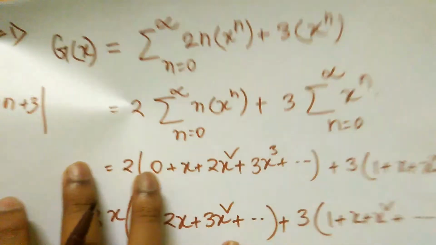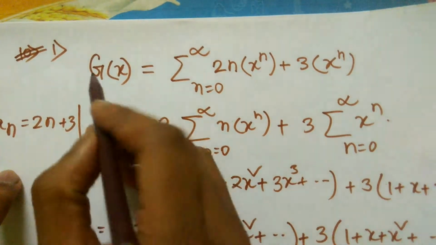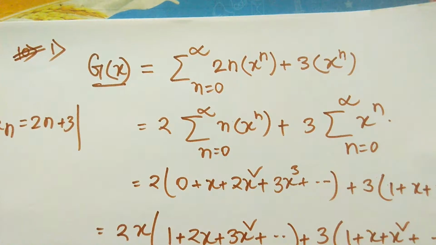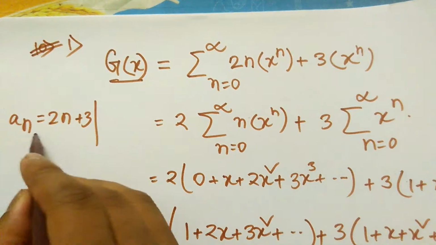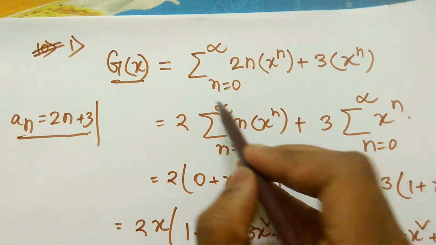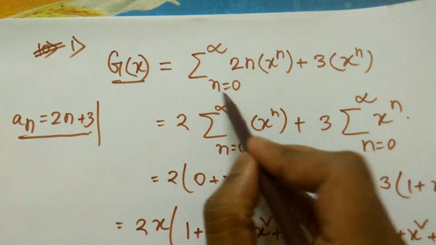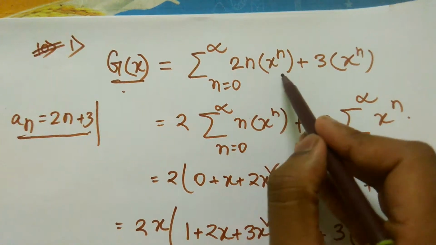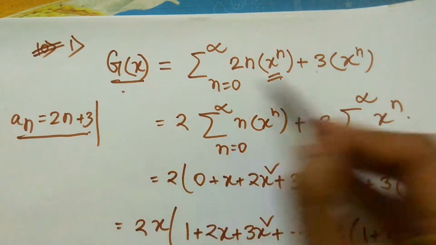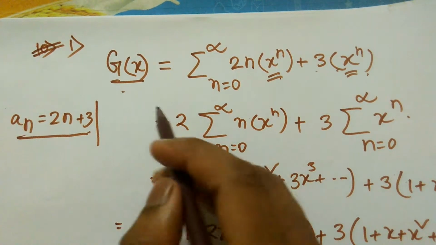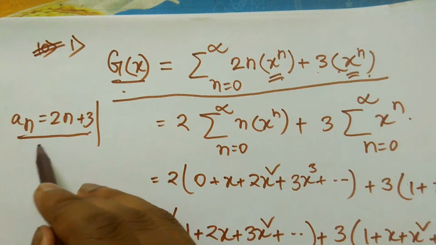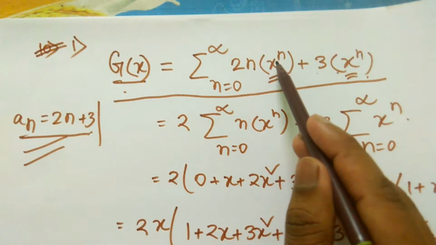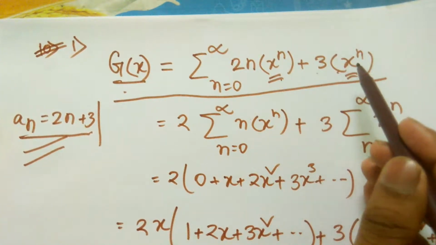So I have already written the answer for you. So let's take the gn is the expression, gx is the expression for that function. So this is the function, and according to the rule of infinite series, we can write the expression gx like this: 2n x to the power n, which is x to the power n, and 3 into x to the power n. Okay, so this is the expression of the generating function an.